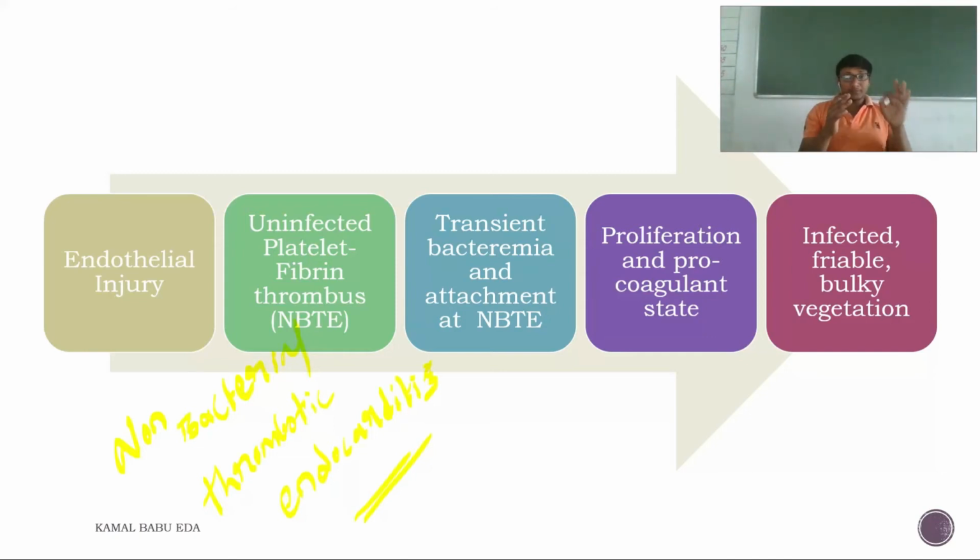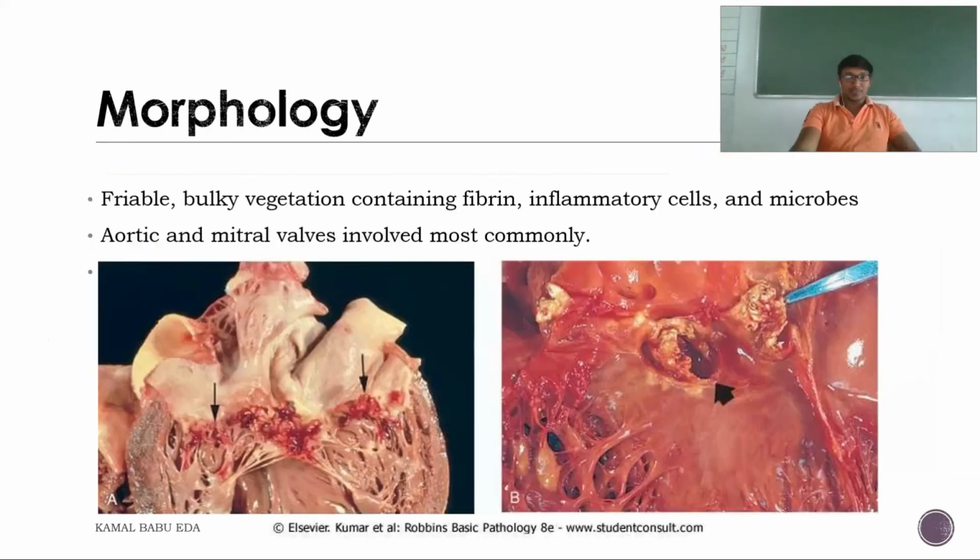So what will happen? Firstly, whenever there is endothelial injury, non-bacterial endocarditis will form. Then the bacteremia will come and attach, the thrombus undergoes further proliferation and a procoagulant state, and finally it results in infection, and you can see the bulky vegetation. You can see here this friable bulky vegetation which contains fibrin, inflammatory cells and microbes. So you can see the infection present over here. This is how the infection will come.